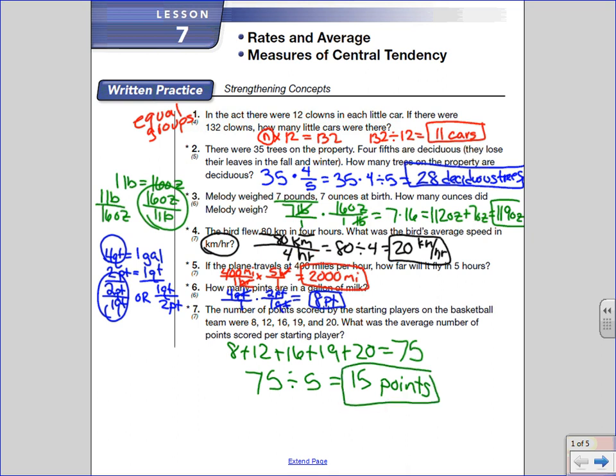Fifteen and 15 is 30. 30 and 30 is 60. That's 4 15s, and 1 more 15 would be 75.